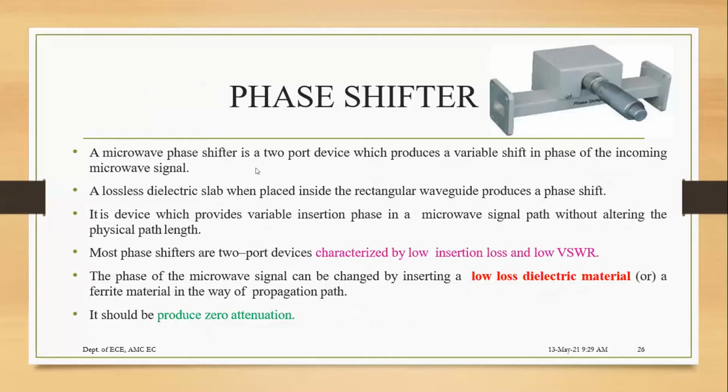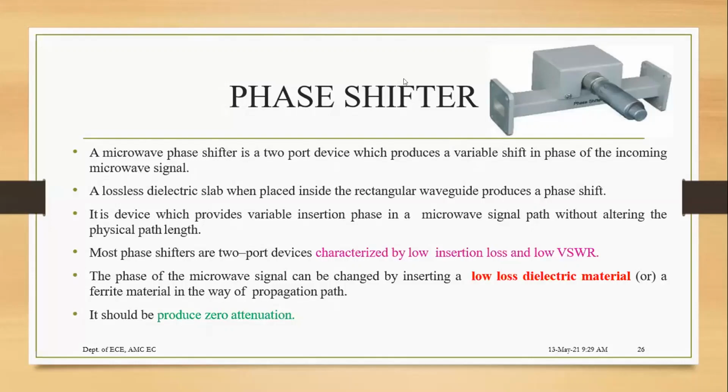A microwave phase shifter is again a two-port device, which produces a variable shift in the phase of the incoming microwave signal. Whatever signal you give as an input to the microwave device, there will be a shift in the phase in the two-port network of a microwave phase shifter. Usually, we take a lossless dielectric slab placed inside the rectangular waveguide, which mainly produces the phase shift.